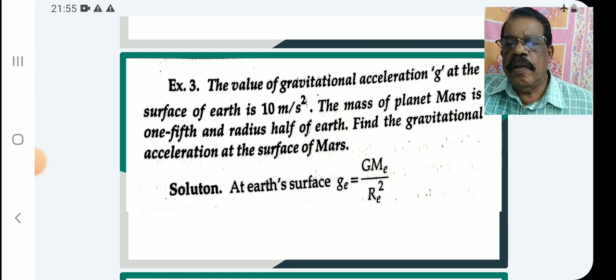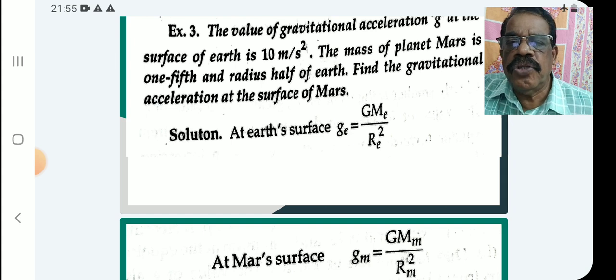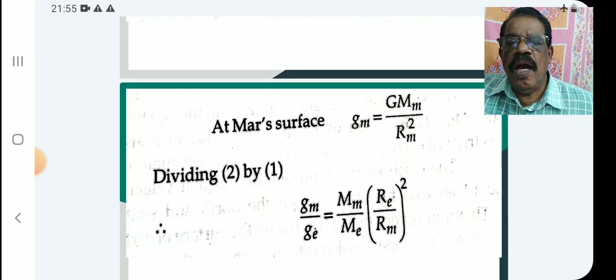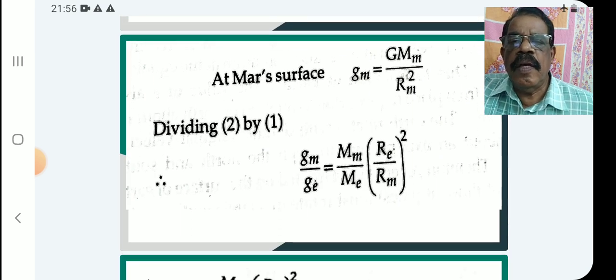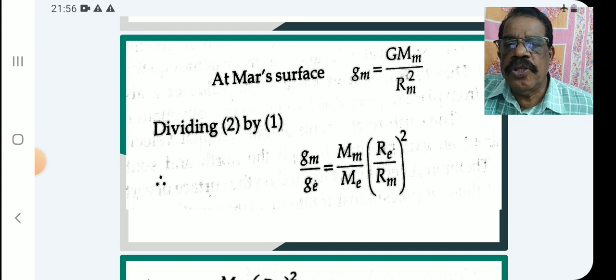So we see the solution. At surface of Earth, g Earth is G m Earth by R Earth square. E suffix stands for Earth. At Mars surface, g Mars is equal to G m Mars by R Mars square. Small m stands for Mars. Dividing 2 by 1, we get g Mars by g Earth is equal to m by m E into R E by R M square.